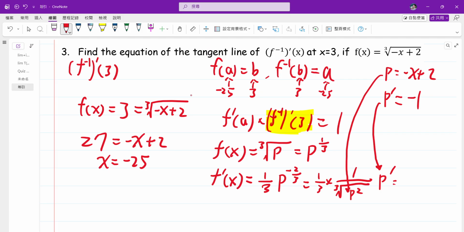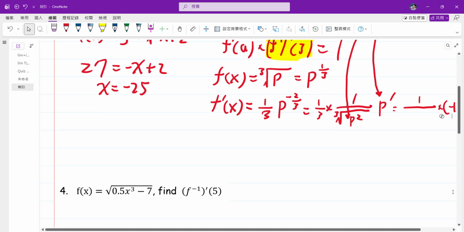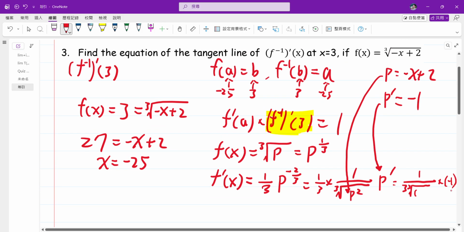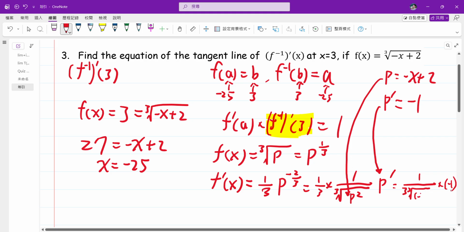So the final answer will be, that was just negative 1. Oops, sorry. Times negative 1. And then divide by 3 times the cubic root of negative x plus 2 squared.